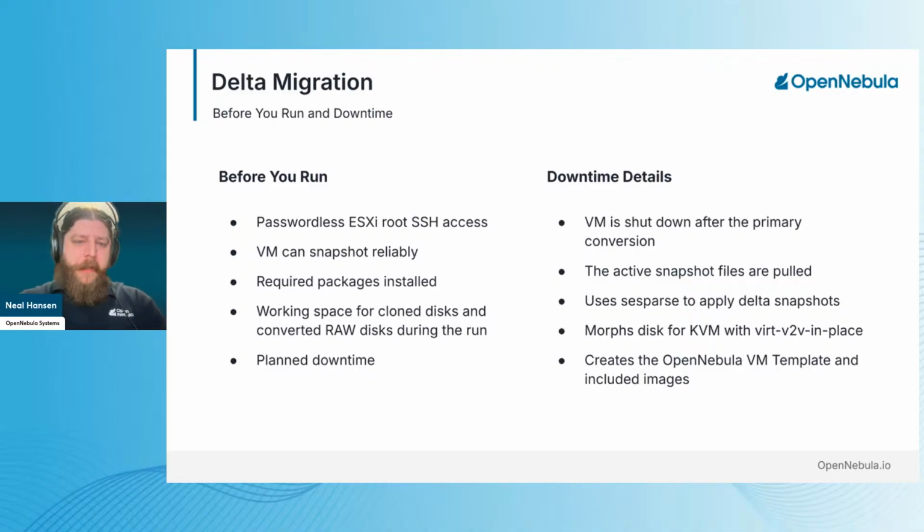And then you need working space on both the VMware datastore and your local datastore for this, and then a little bit of planned downtime, of course. And like I said, the VM is shut down after the primary conversion, so we can say that's the stopping point. There's this time period between when we did the conversion and when the VM was shut off, and we're going to take that information and use the SE sparse tool to apply it to the new resulting disk. And then we convert it to VMware-to-OpenNebula in place quickly and make the template and everything there.